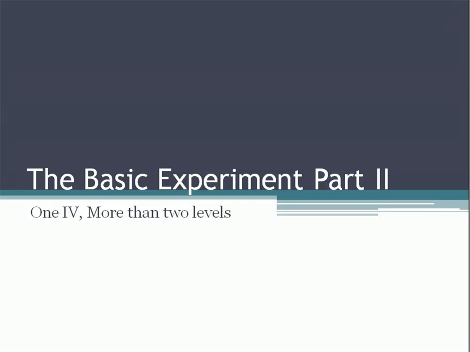Welcome to the basic experiment part 2. Today we're going to talk about what happens when you have one independent variable that has more than two levels, or when you have more than one independent variable.